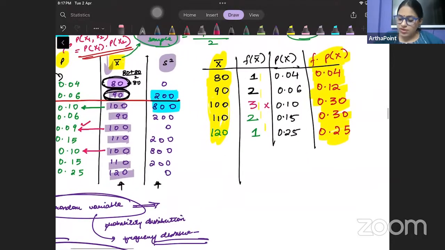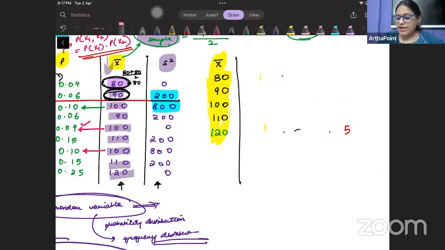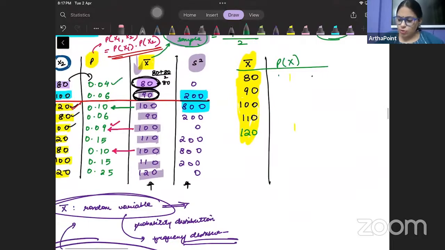So what I will do, beta, therefore, because this may seem confusing, you may simply add the probability because I see a difference in the probability of 100 here, right? So for 80, it remains at 0.04. For 90, I see 0.06 here and 0.06 here. So it was the same as multiplying it with 2, so 0.12.